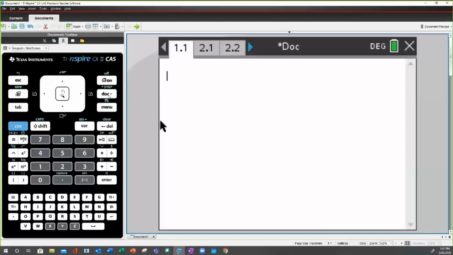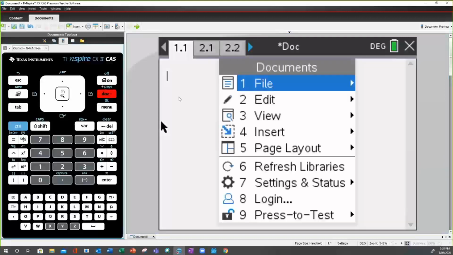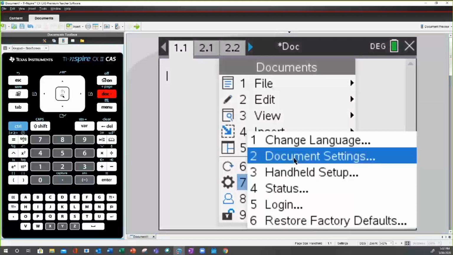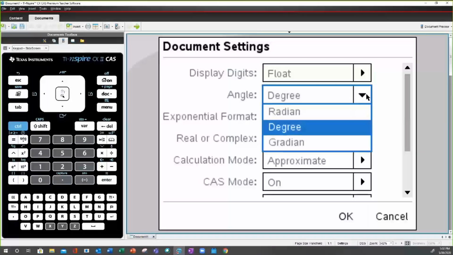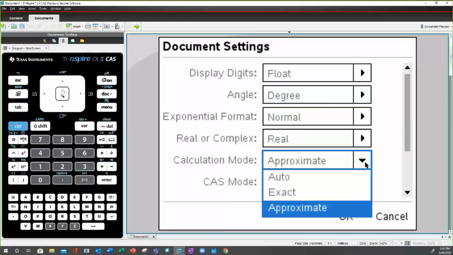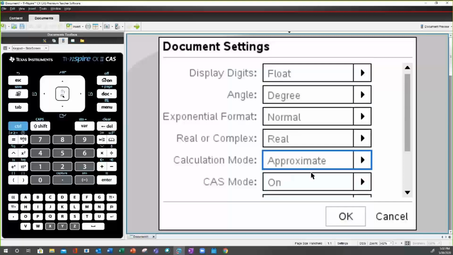So if we click on the Doc button, and you go to Settings and Status, and then Document Settings, what you should see is that the angle should be in degrees and the calculation mode set to approximate. Now, if you're doing methods as well as further maths, sometimes you'll have to change these settings. The angle might have to be in radians instead of degrees, and the calculation mode for methods is most of the time exact. So be really careful with the settings on your calculator.